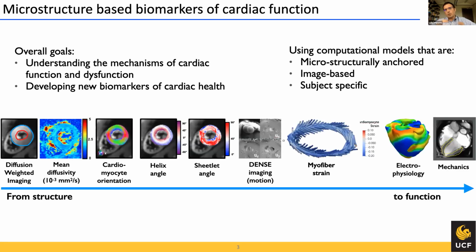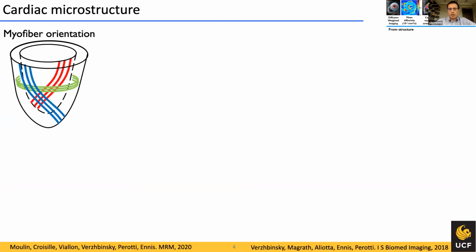The way we want to build this model is starting from the microstructure. The microstructure is key to understanding cardiac function. In our research, we use cardiac MRI to measure the microstructure. Once we start adding motion to the microstructure, we can compute other biomarkers of cardiac function, for example, myofiber strain, which we will talk about today. And then we can go to electrophysiology and later on to mechanics as well. So as I said, microstructure is where we start.